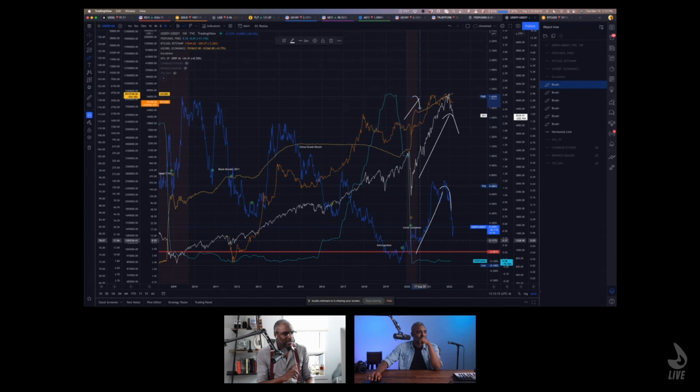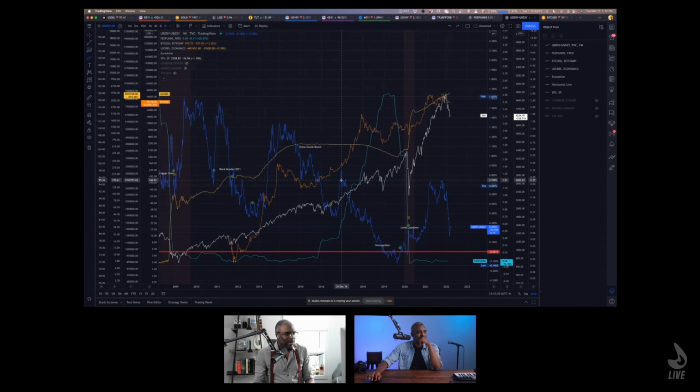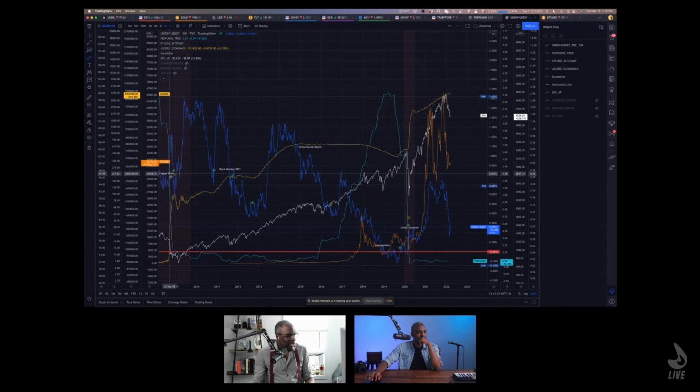Now, it's a little misleading here. I should tell you that the Bitcoin line that I'm showing is actually the logarithmic line, right? If I were to show you the regular Bitcoin chart, it would look like this: this orange flat, and then spike, spike, and then this is what happened in 2020.